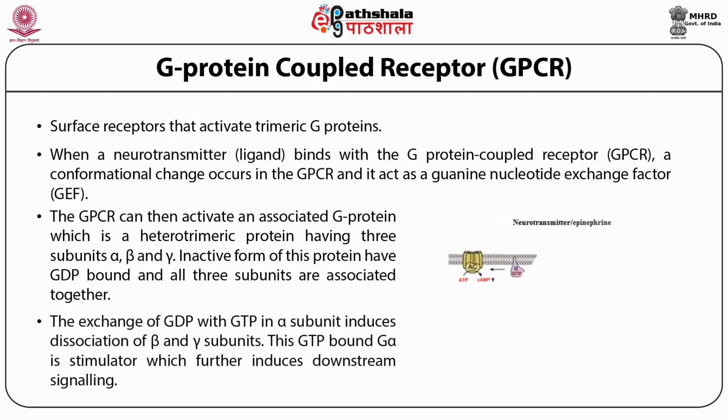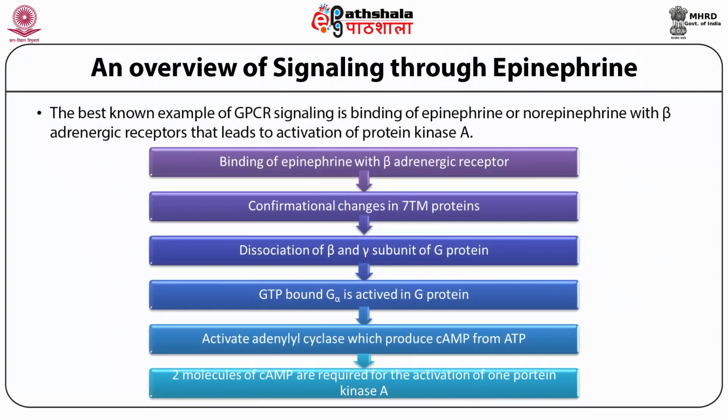The exchange of GDP with GTP in the alpha subunit induces dissociation of the beta and gamma subunits. Now, this GTP-bound alpha subunit is a stimulator which further induces downstream signaling. The best known example of GPCR signaling is the binding of epinephrine or norepinephrine with beta adrenergic receptors that leads to the activation of protein kinase A.